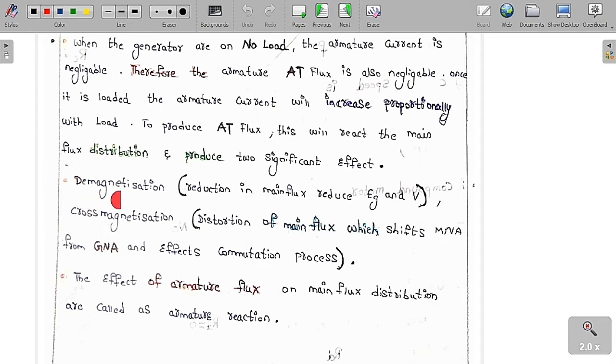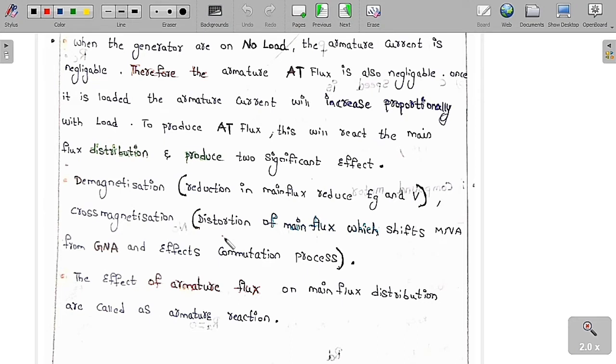One is called demagnetization, meaning the reduction in the main field flux. So whenever the overall flux decreases, it reduces EG and V. As EG decreases, V also decreases. Cross magnetization means distortion of the main flux, which shifts the MNA from the GNA by a small angle theta, and affects the commutation process.